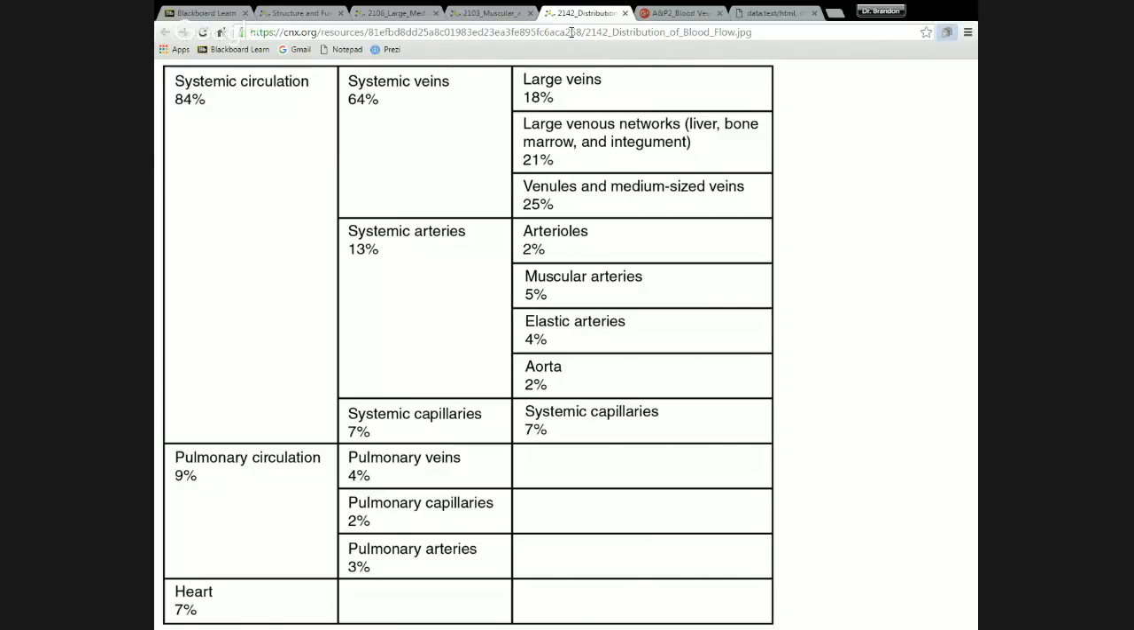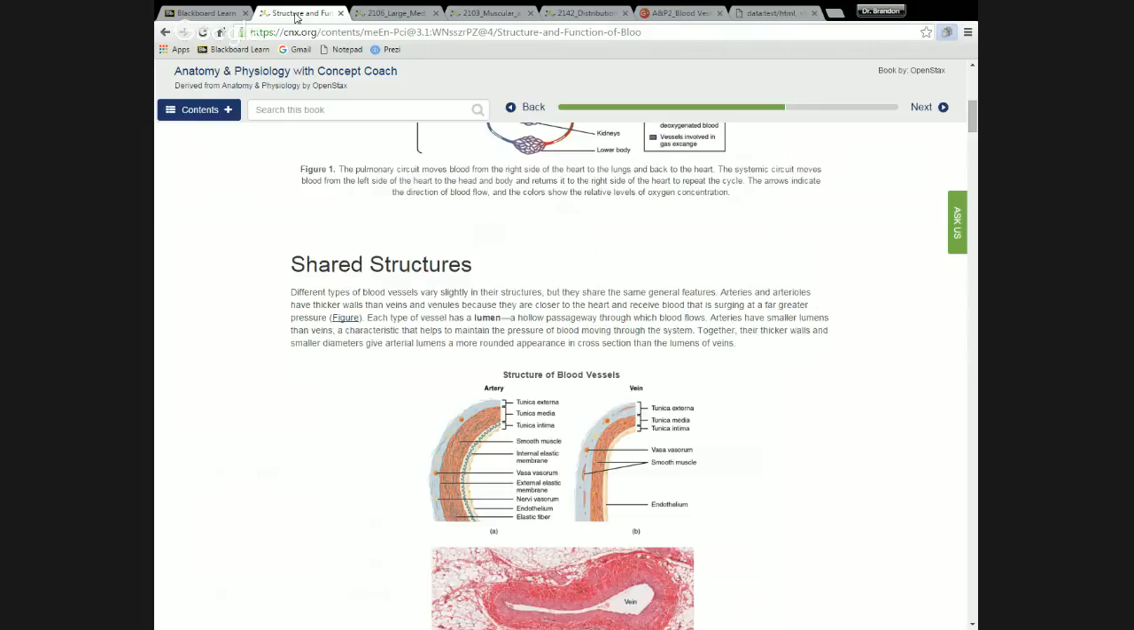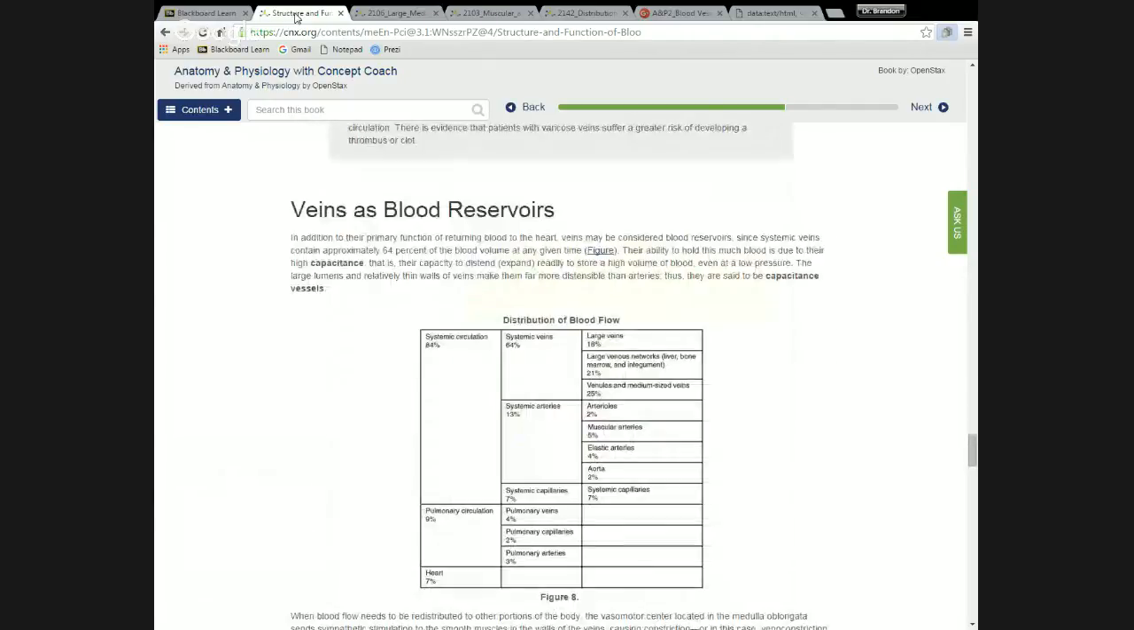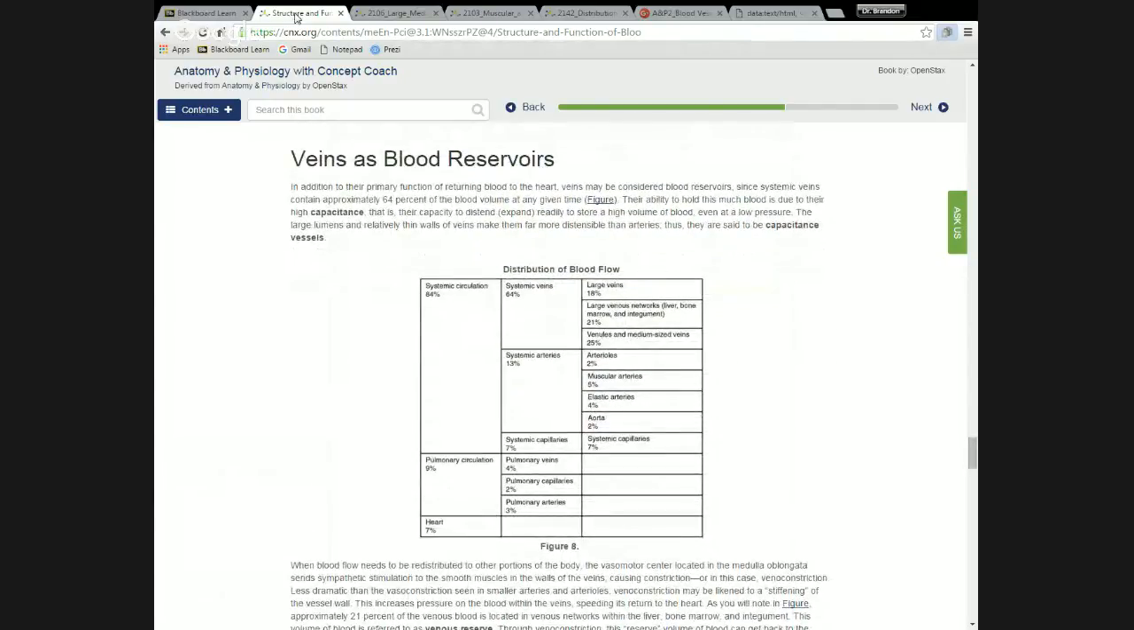I don't know how that 2142 translates to the actual figure caption number. Great. Okay. So it's the end of that section.